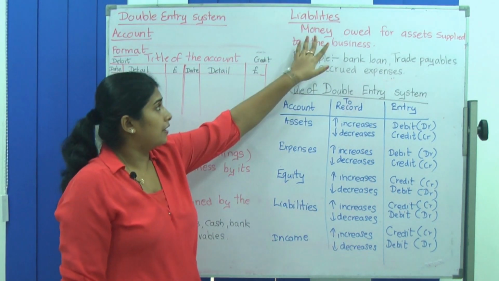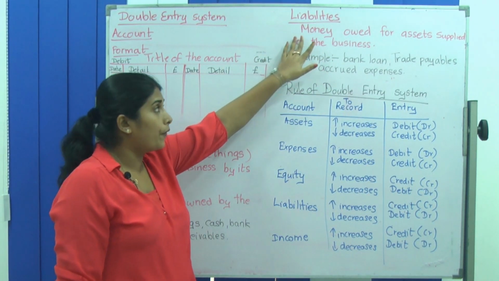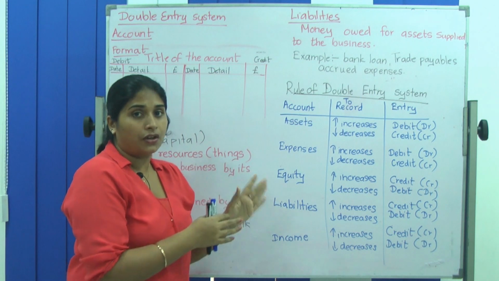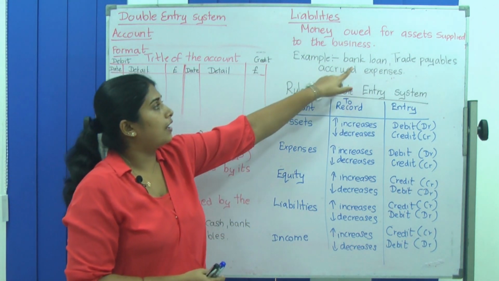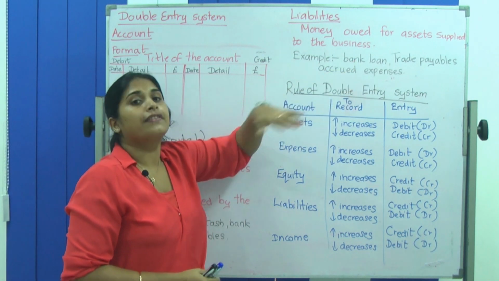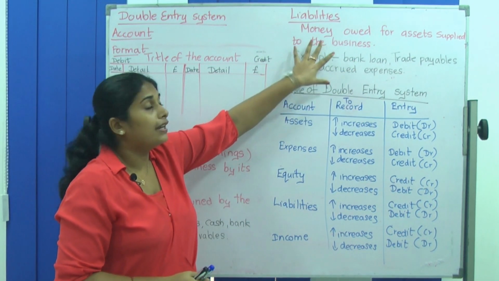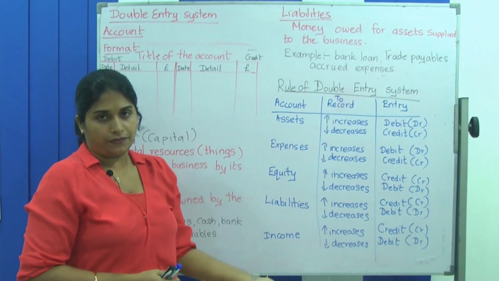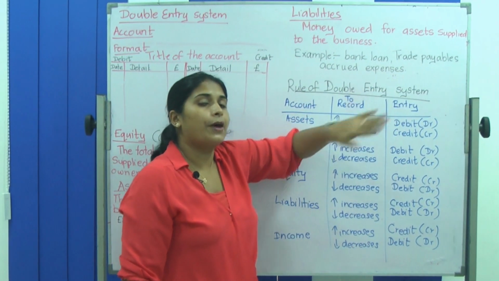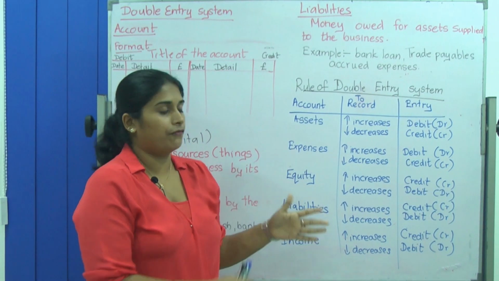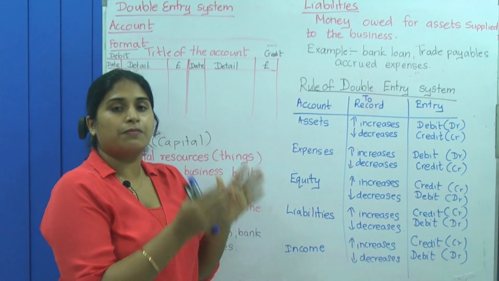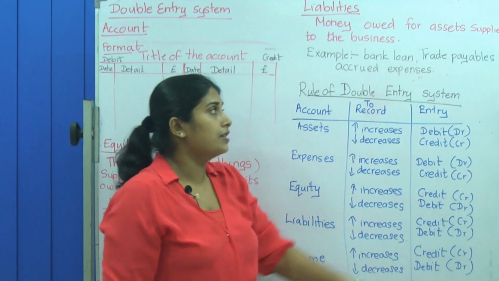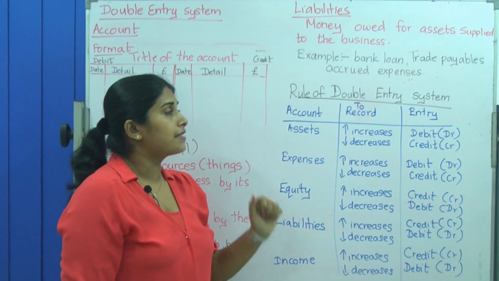Then the third element is liability. Liabilities means the money owed for assets supplied to the business. While doing business, if the cash is not enough for the business transactions, they might ask for a bank loan. Those are liabilities, because in the near future you are liable to pay these amounts to outside the business. Trade payables means if you have purchased goods or furniture on credit, without paying cash but promising to pay at a later date, the person who sold the furniture is called a trade payable.